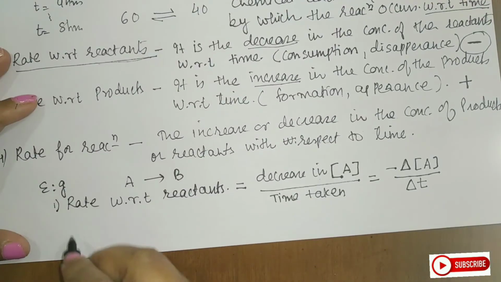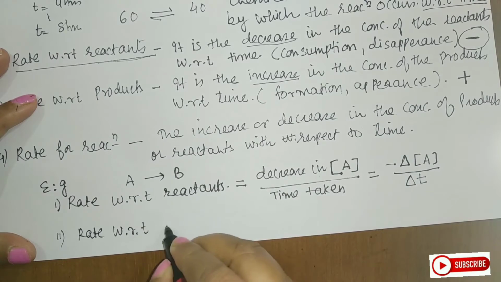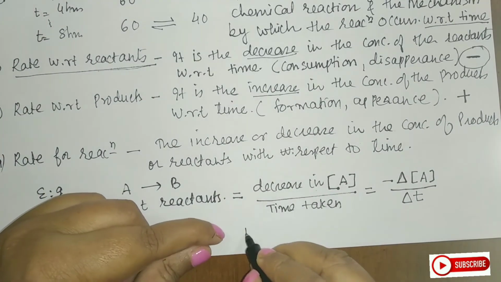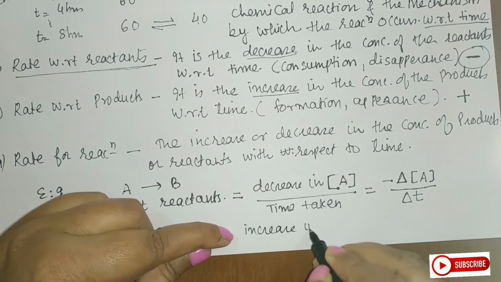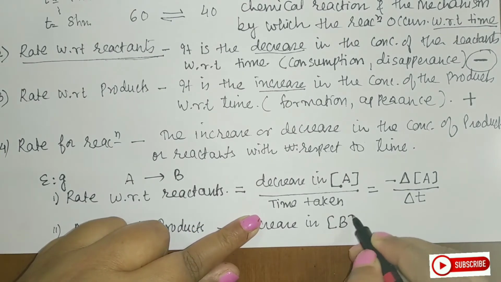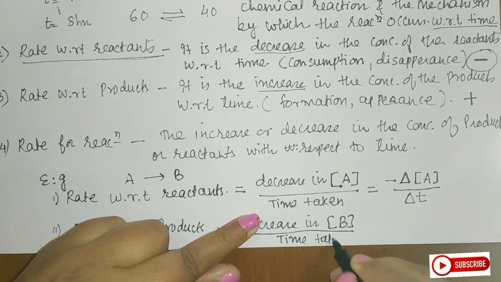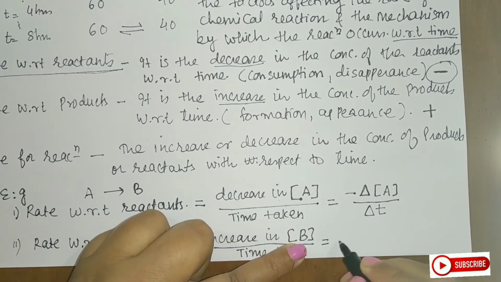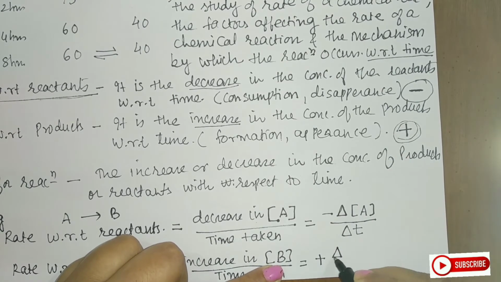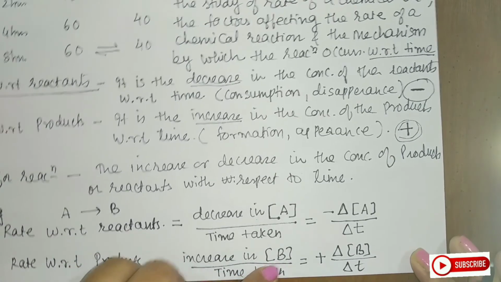Now students, if I want the same, that is rate with respect to products, how will I write this? This is increase in the concentration of, now here the product is B, increase in the concentration of B upon time taken. So this will be equal to, I'll use a plus sign for the product. So it will be plus delta B by delta t. So this is how I will write.